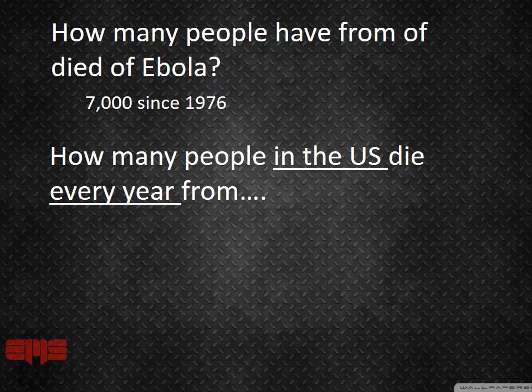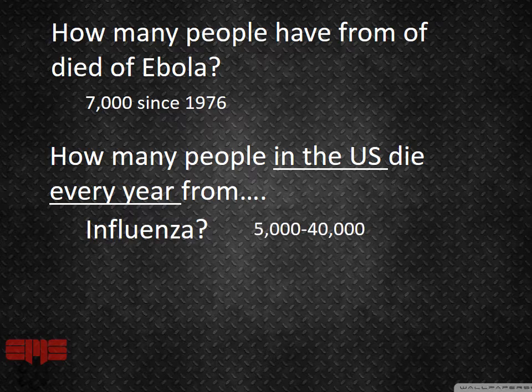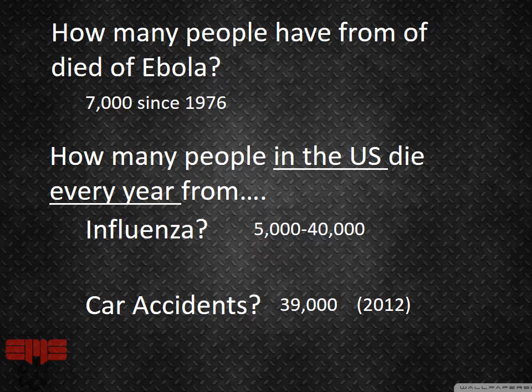To compare that to how many people in the United States die each year from influenza, depending on the year and the strain, between 5 and 40,000 per year. And this would be a non-pandemic year, as the pandemic of 1918 was a lot more, but this is a normal seasonal influenza, 5 to 40,000. How many people die in the United States every year from car accidents? In 2012, there were 39,000.